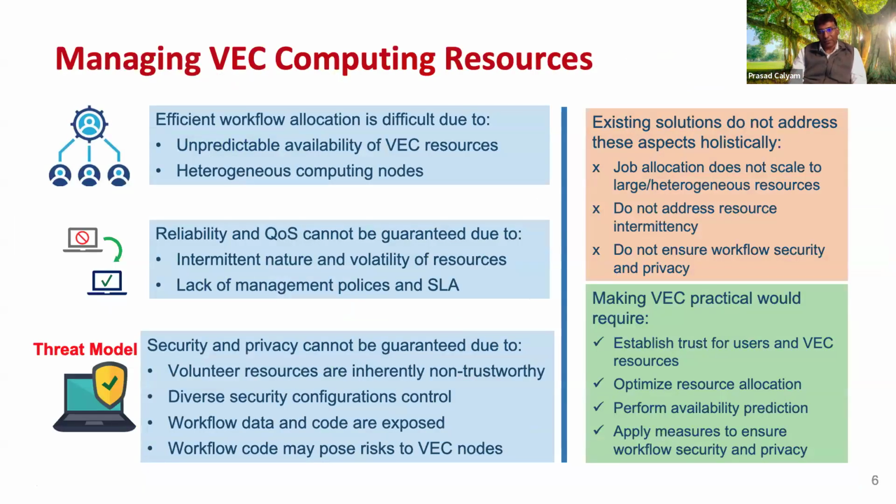And obviously, we have to look at how to make this provisioning efficient in the presence of unpredictable availability of resources and the heterogeneous resources that are there. We have to make sure that the QoS requirements of the workflow user are to some extent satisfied in the presence of the intermittent or volatile nature of those resources and the lack of governance and SLA policies. And last but not least, as I said, we have to address some of the threat models that go with this infrastructure, where inherently these volunteer resources are not trustworthy.